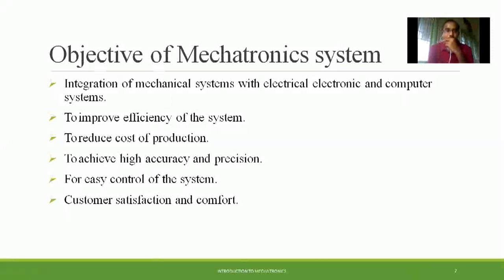And upon this combination or integration, what is the major flexibility that we are having? It will improve the efficiency of the system. That is, three different workshops will be integrated into a single workshop. That is a major advantage. The efficiency of the system will be very high, and it will reduce the cost of production.